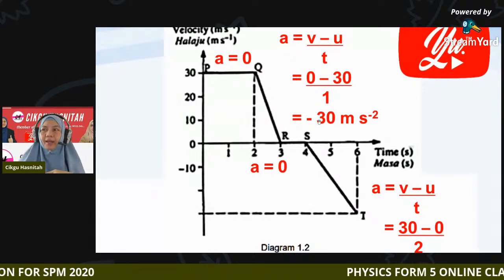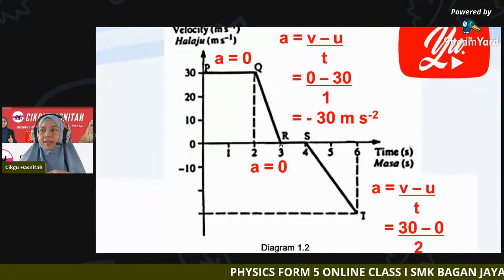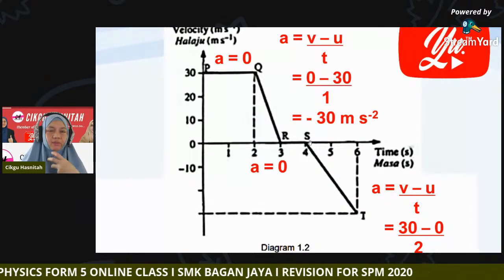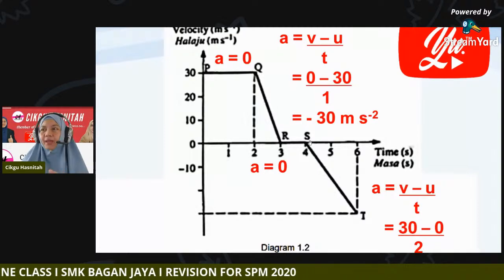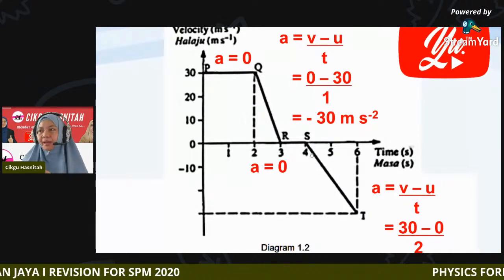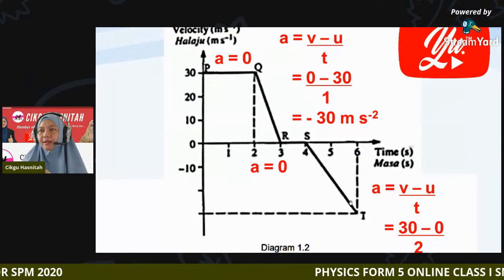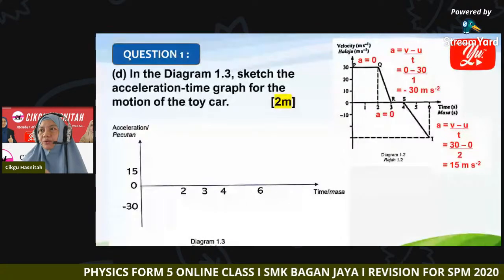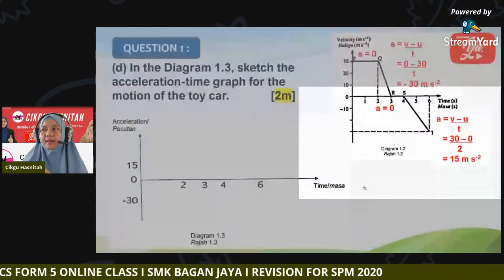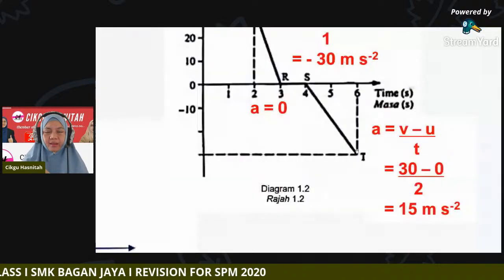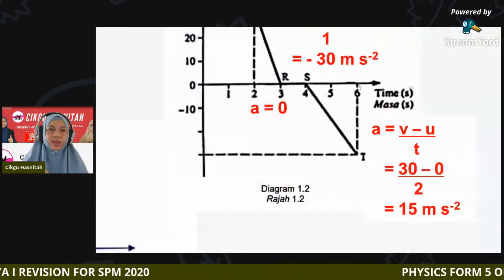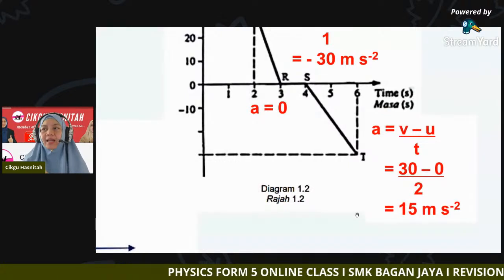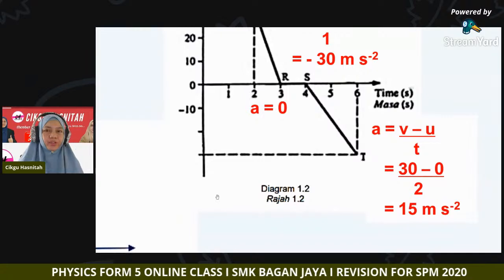And then what happened in RS? Again, in RS, the acceleration is 0 because the velocity is also 0. Down here the car accelerates from 0 to 30 in 2 seconds. So the acceleration is 15 meter per second squared. So by this, now we can sketch the acceleration time graph.